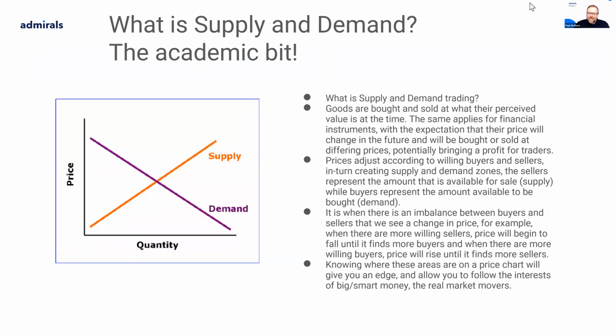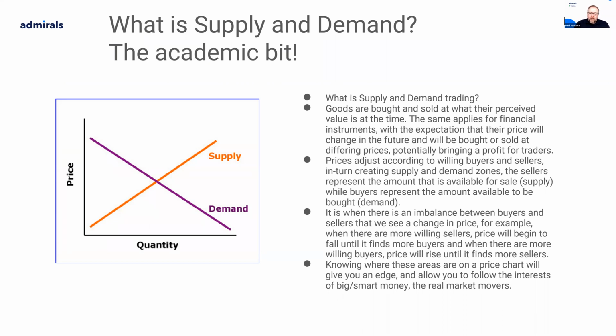So, this is quite a busy slide, I appreciate, ladies and gentlemen, because it's the academic bit, and supply and demand is page one of most economics textbooks. As you can read there, goods are bought and sold at what their perceived value is at the time, and the same applies for financial instruments, with the expectation that their price will change in the future and will be bought or sold at different prices, potentially bringing a profit for traders.